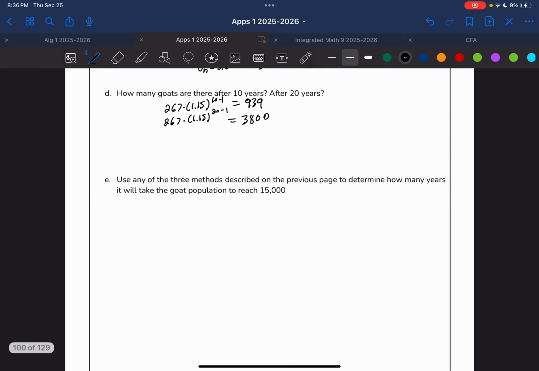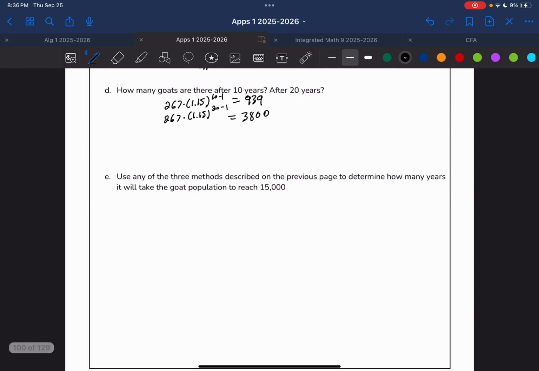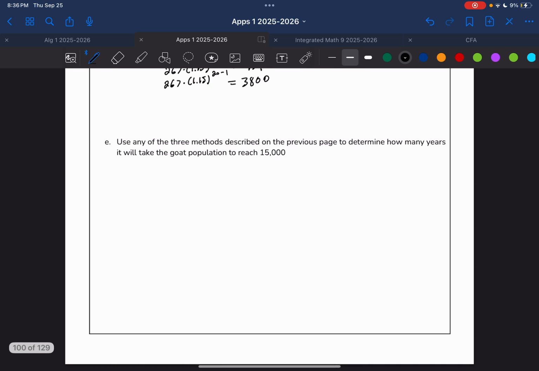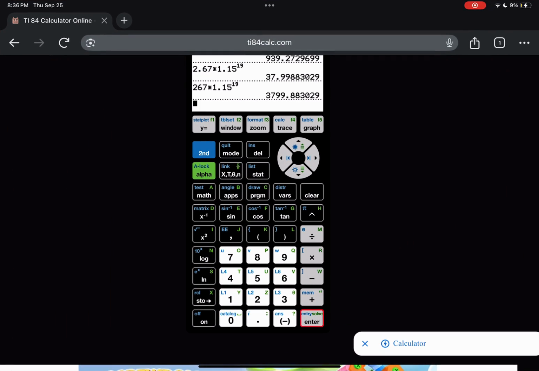All right. And now we want to use any of the three methods we just went over to determine how many years it will take for the goat population to reach 15,000. So I'll model how you can use any of the three methods. The first one, brute force, you could definitely just go through. We know after 20 years it's at 3,800. So we might say, well, what about after 25 years? Where are we? Sorry, that would be after 26 years because it's n minus 1, but you get the point. Then, okay, that wasn't enough.